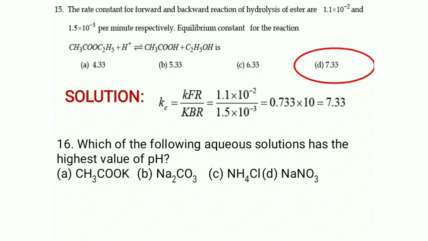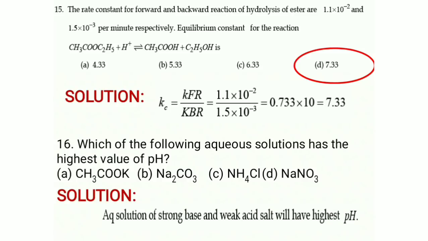16th one, which of the following aqueous solutions has the highest value of pH? We know, as I have explained in the case of hydrolysis, that if the basic part is from a strong base, so the acid is weaker, you are going to get a more basic nature, so highest pH. The strong base is only NaOH, so Na. So the answer for this question is B.